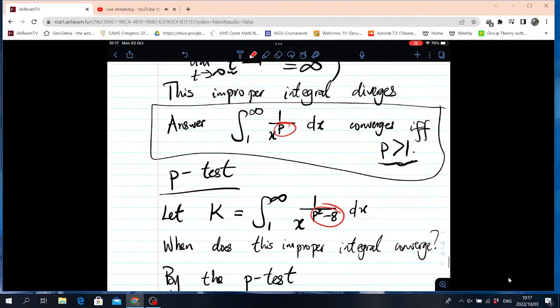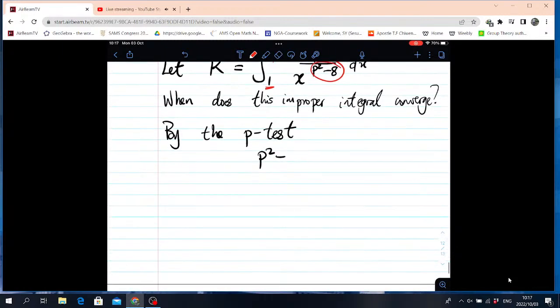So we've got all the other elements. We've got our 1 there, so that's fine. We've got an infinity there, we are fine, and then we've got 1 over x to some power, so that corresponds. But by this rule, the power should be greater than 1, right? So in other words, p squared minus 8 should be greater than 1.